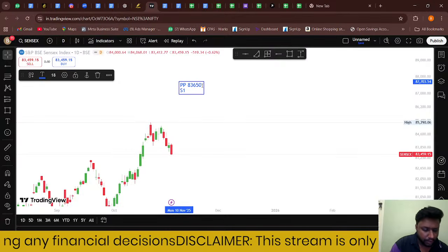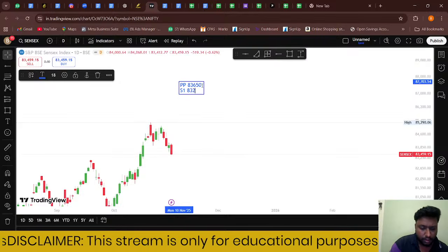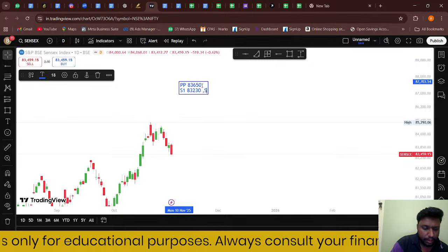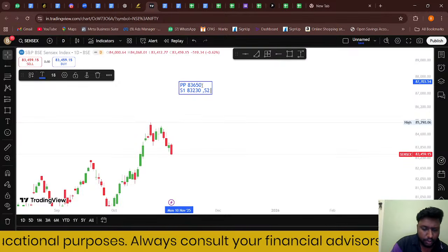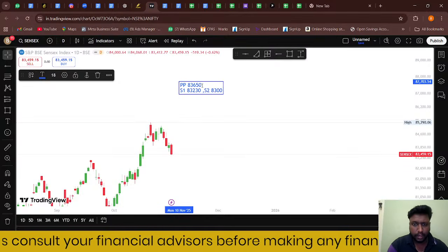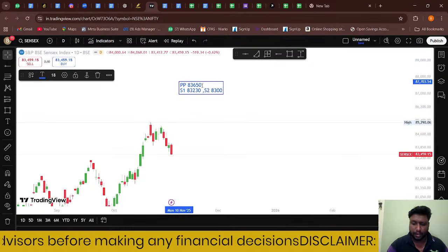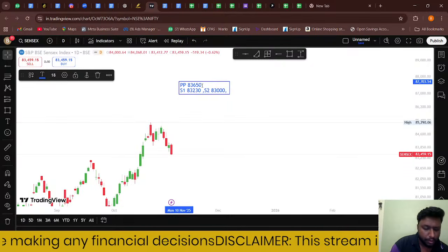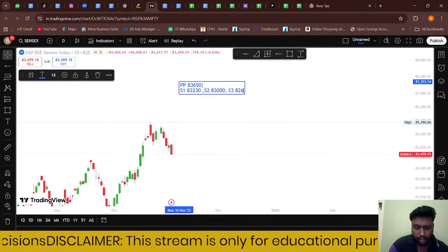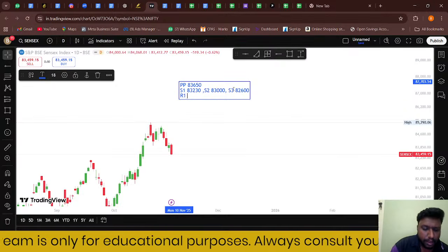Support 1 is at 83,230 range. S2 is at 83,000, actually 82,996, so we will mark it as 83,000 only. Support 3 will be at 82,600. So these are the three support zones.